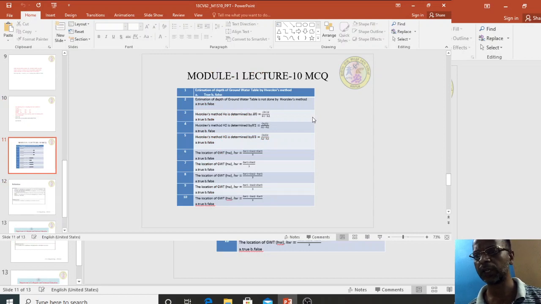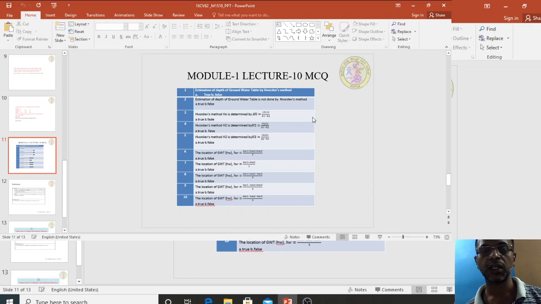Coming to the multiple choice questions related to today's discussion: estimate the depth of groundwater table by Hasley's method. Hasley's method is used to estimate the groundwater table. Option A is true, option B is false. Option A, it is true. Question number 2: estimation of depth of groundwater table is not done by Hasley's method. Option A is true, option B is false.